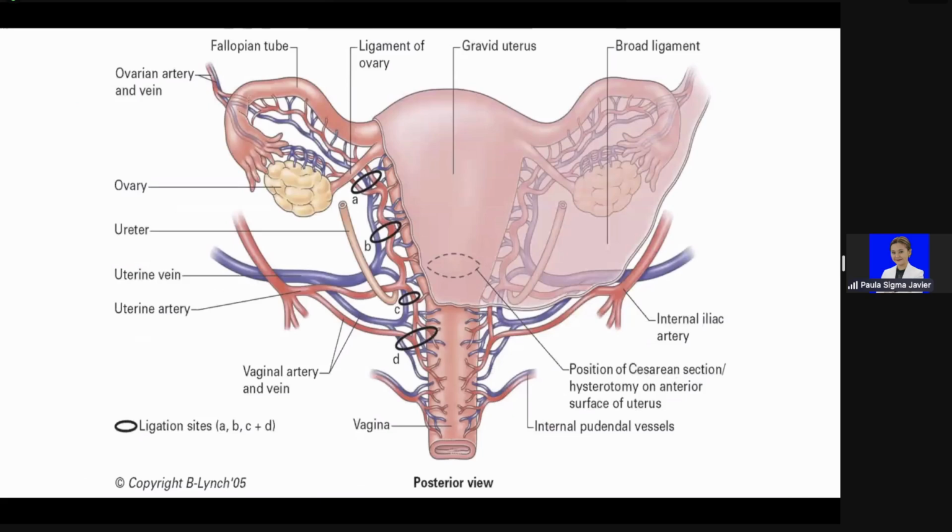This is just to show you the position of the incision for cesarean section or hysterotomy on the anterior surface of the uterus. Okay, and these are the parts of the uterine artery which we ligate during this procedure. Again, this is the uterine artery, this is the internal iliac, and these are the sites of ligation. This is your vaginal artery, actually, also coming from your internal iliac.